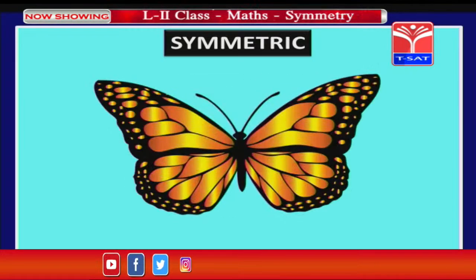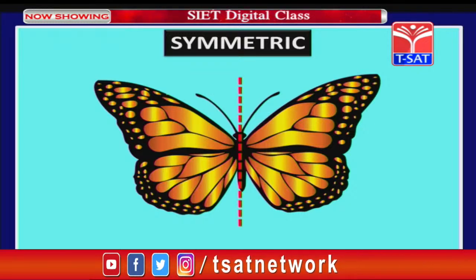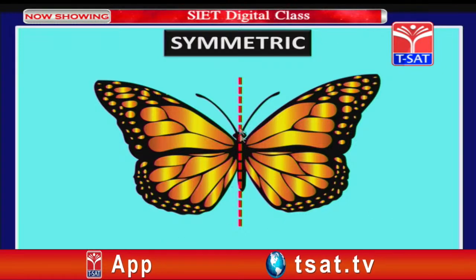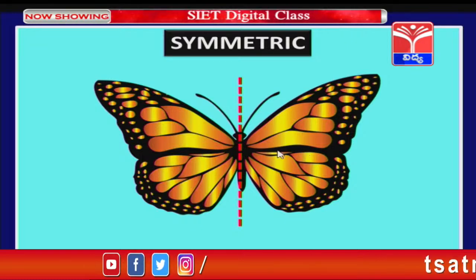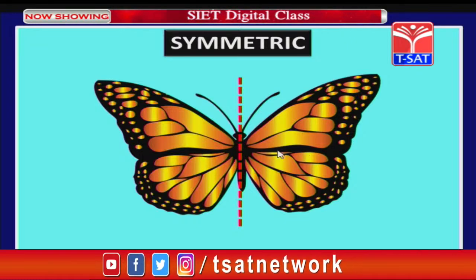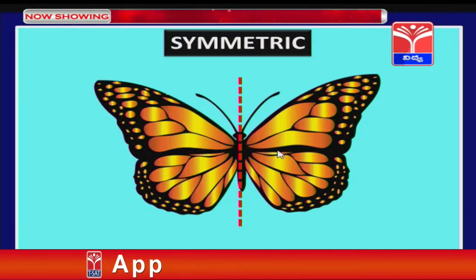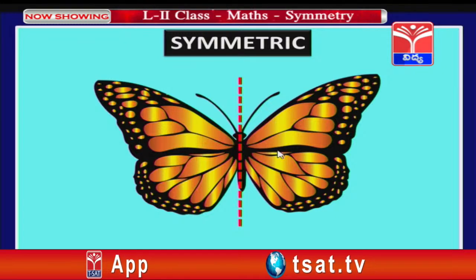Now take a look at this beautiful butterfly. If I draw a straight line as shown on your screen with these red dotted lines, what exactly happens here? When I fold either the left side part or the right side part, one over the other, they look the same, or I can say they are congruent. Then such figures are said to be symmetric.